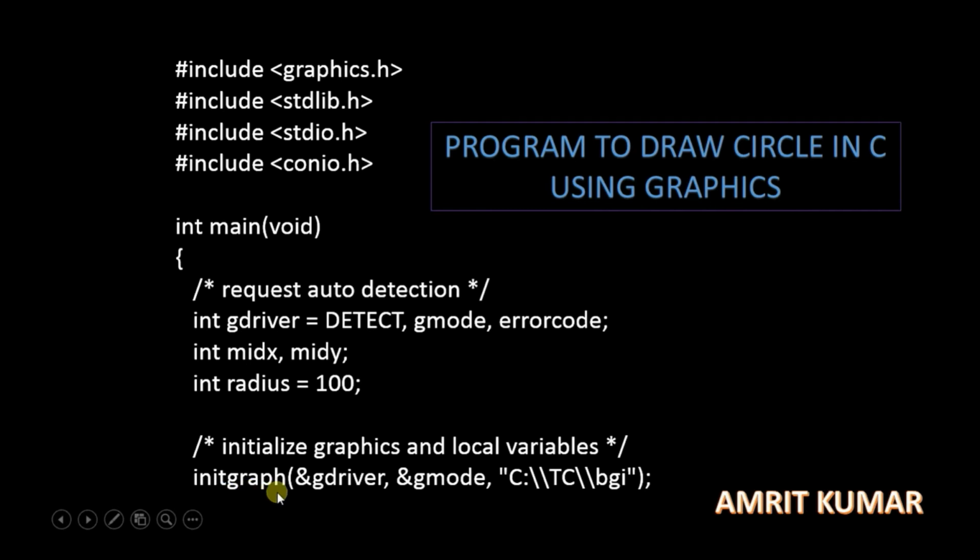So I am initializing the graphics in C language with the initgraph function, the initialization of graphics. Here I am passing the addresses of gdriver and gmode. After that you need to specify the path of your C language installation, where TC is the folder name and BGI is also a folder in our system. This is how you can initialize the graphics and local variables in C language.